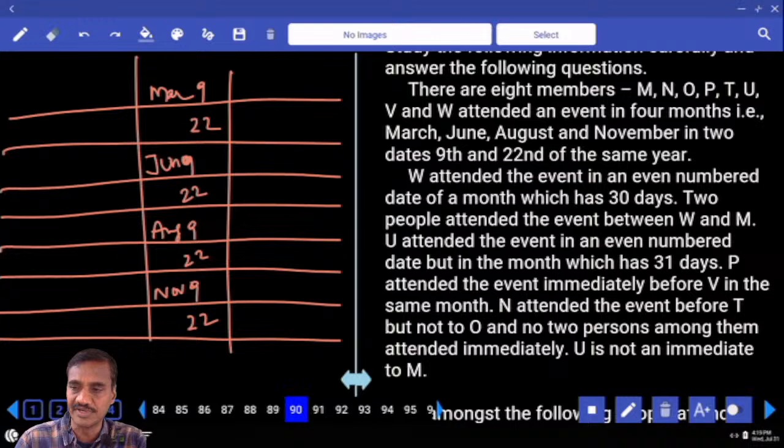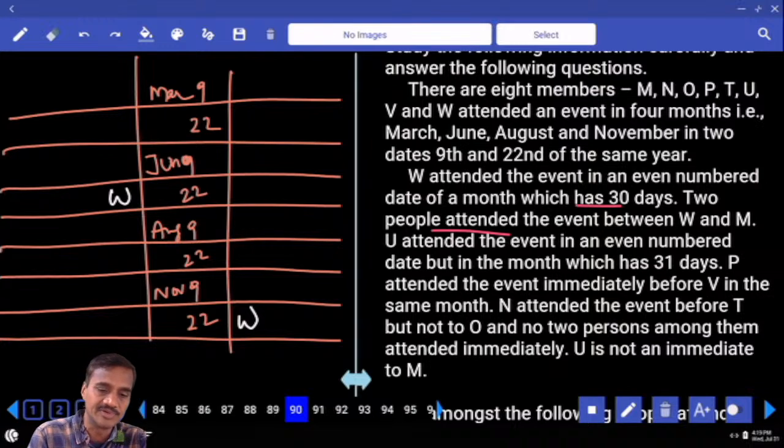W attended the event on an even number date of a month which has 30 days. Now which month has 30 days? June and November. And W attended on an even number date. W can be either June 22nd or November 22nd. 2 possibilities. And next one, between W and M there are exactly 2 people. Now here W and M there are 2 people, or W and M there are 2 people.